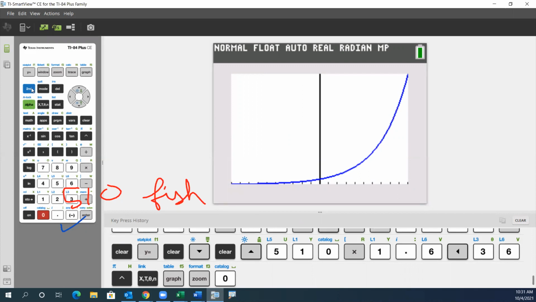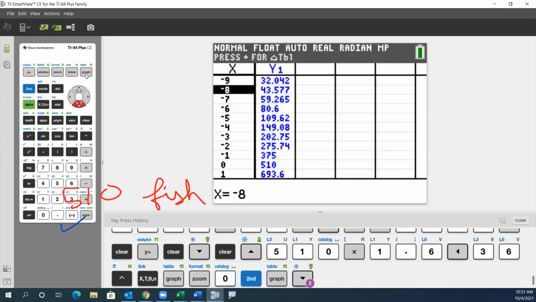If you want to double check the answer to part A, you could go to the table and say, all right, what's going on at 0 days or 0 years? At the beginning, 510 fish. All right.